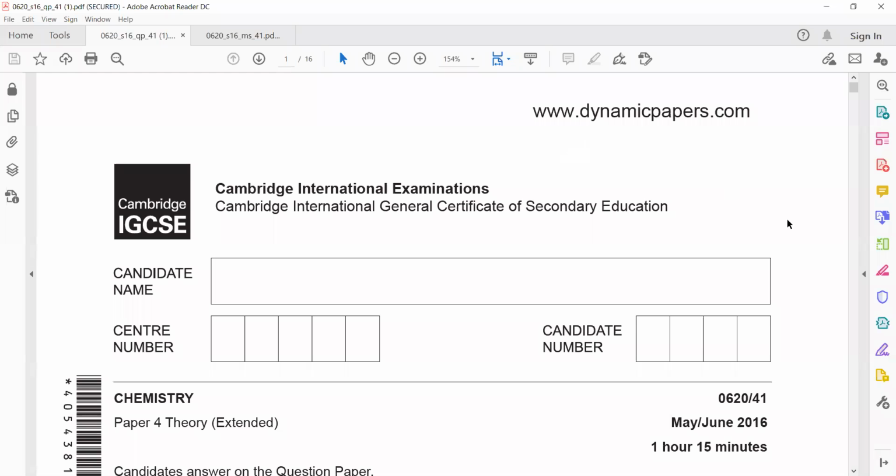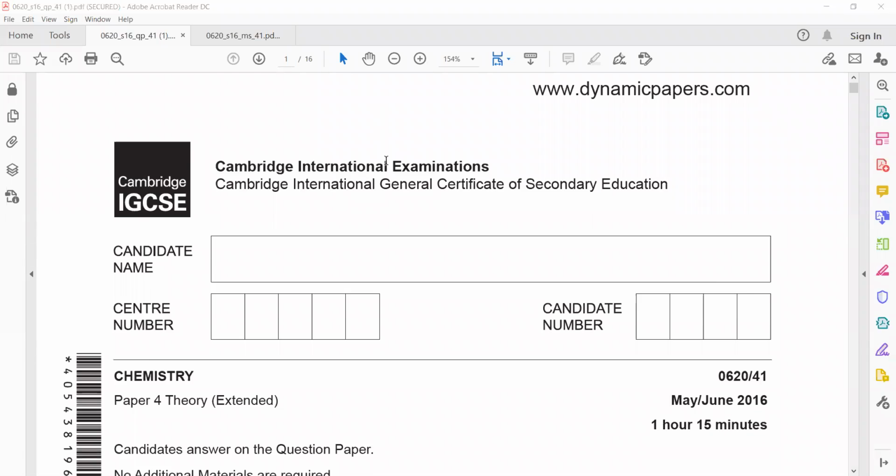This one is May June 2016, variant 1, paper 4. Duration 1 hour 15 minutes.